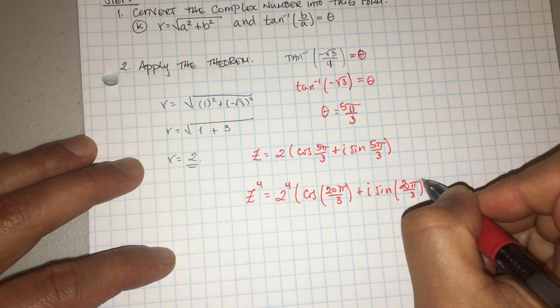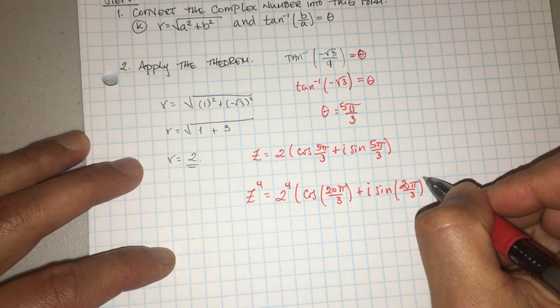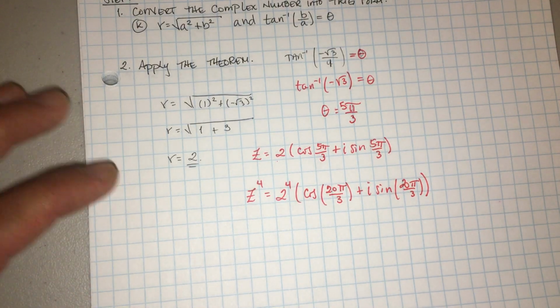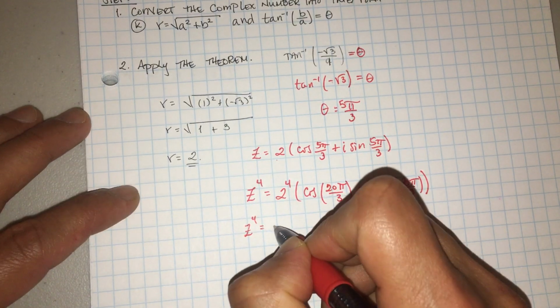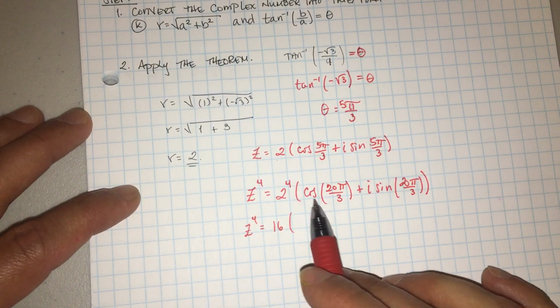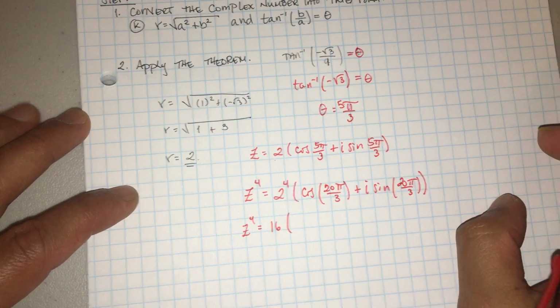Now what you have to do is just do the math. 2 to the fourth is pretty easy, that's 16. So now I have to do cosine of 20 pi over 3.